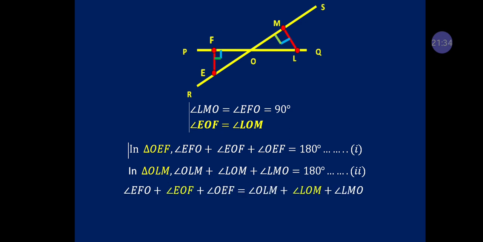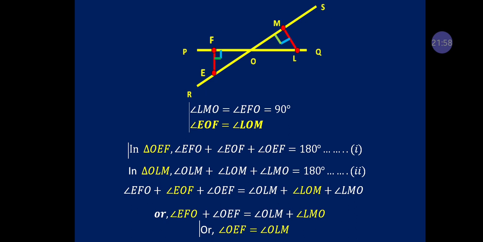Now you can see that EOF and LOM are the same, as they are vertically opposite angles. So we can delete those two. Now what we have is this. Again, you can see that EFO and LMO are 90 degrees, so we can delete those two also. That takes us to OEF equals OLM. Hence the proof is done.